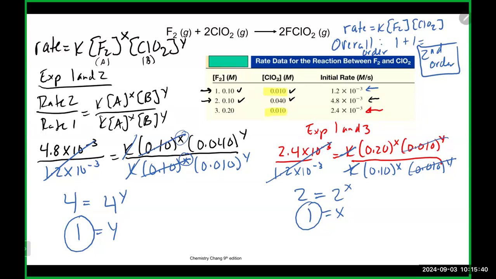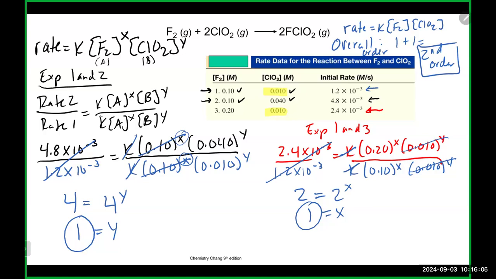The last thing that you typically do at this point, once you have figured out the orders of each of these things, is we often want to figure out the value of the rate constant for this reaction. Now that we have the orders, we can actually do that. By the way, you can't do that until you get the orders. So that is the order in which you should do it: get the orders first and then get the rate constant.